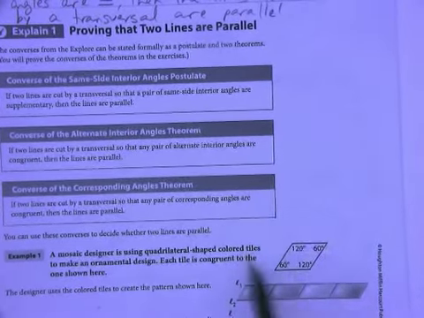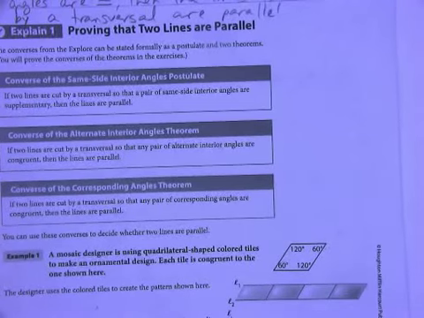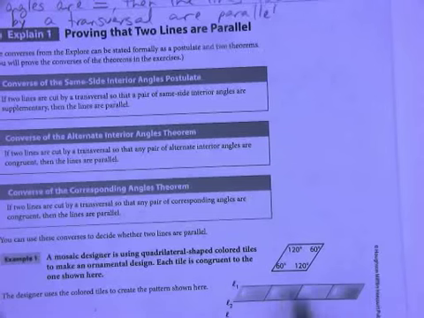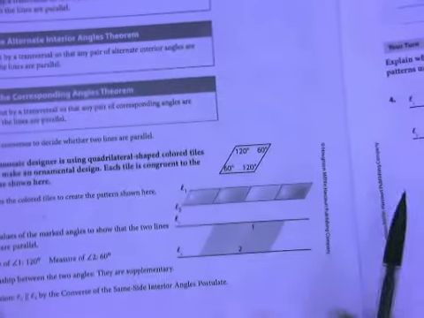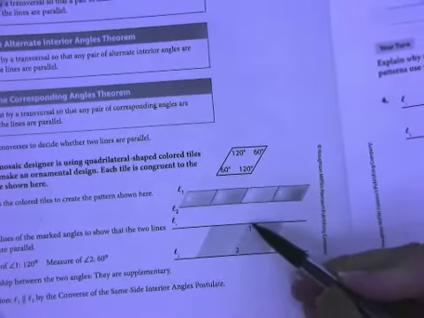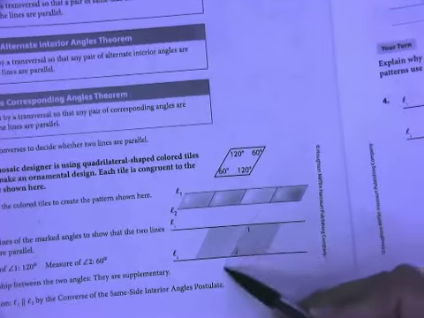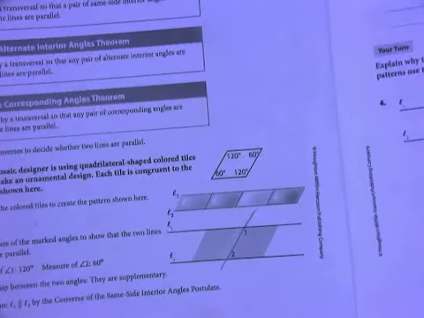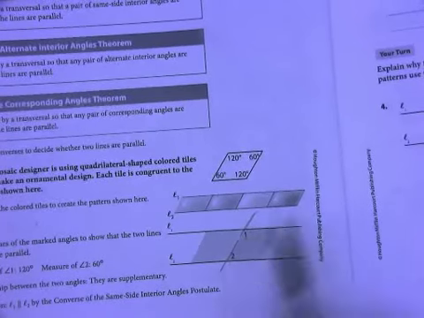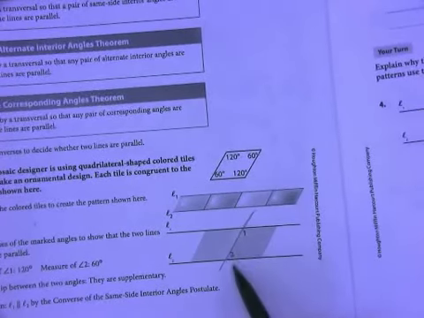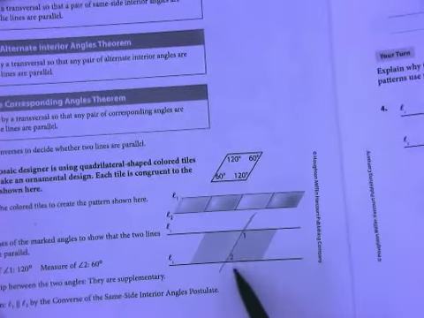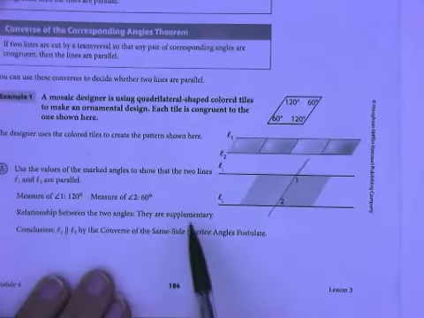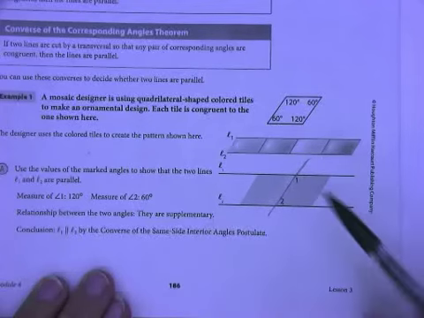So in example 1, I have a mosaic designer that is using these quadrilateral shaped tiles to make a design, and each tile is congruent to this one. So in this diagram I have these 4 tiles, and in the diagram beneath it, it doesn't show up very clearly on my page. Hopefully it shows up a little bit better on yours. There should be a line here such that it's clear what angle 1 is in this diagram. It's the 120. And what angle 2 is in this diagram. It's one of the 60s.